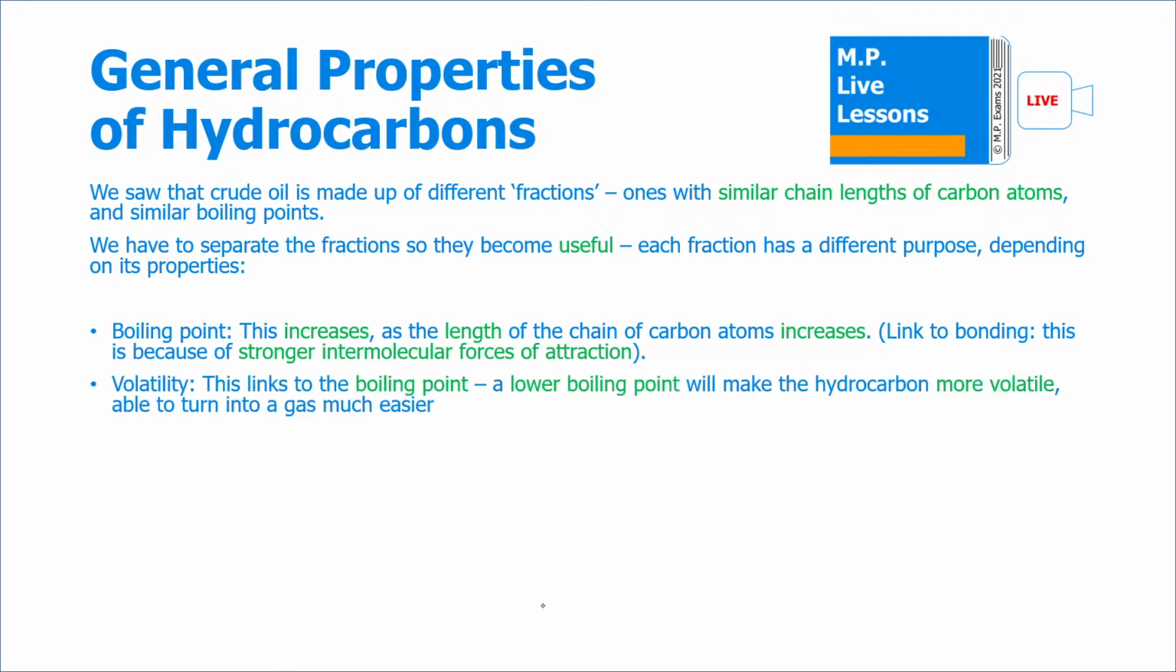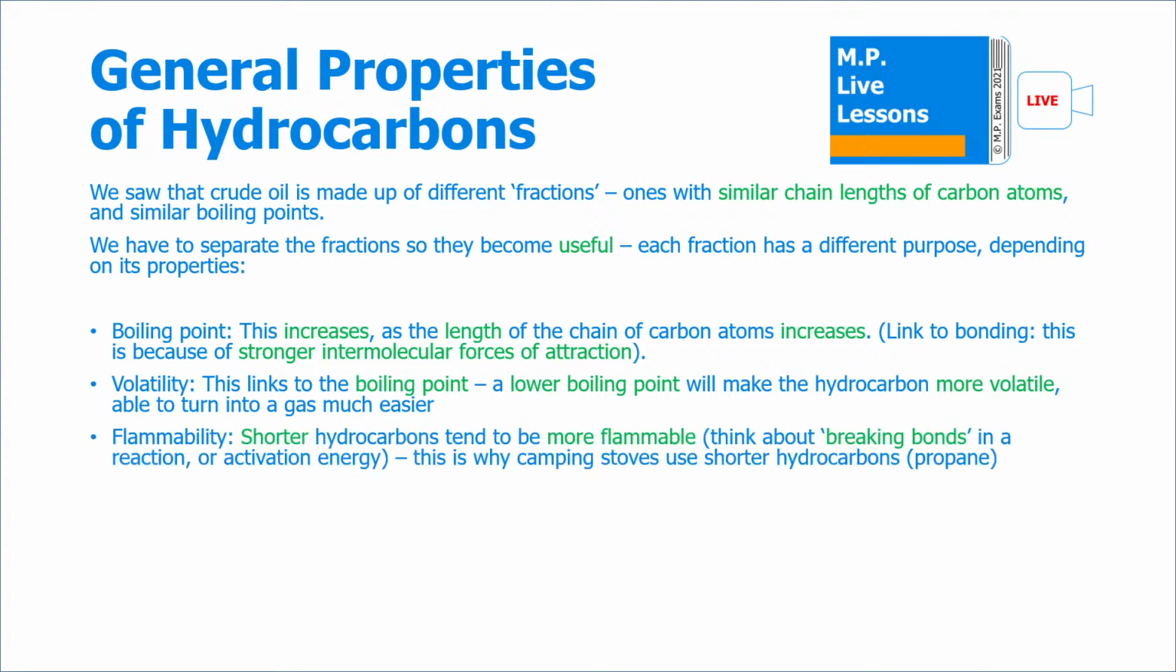As a result, this affects the volatility. So this links to the boiling point. This is how easy it is for the hydrocarbon to become a gas. So a lower boiling point will make the hydrocarbon more volatile, and easier to perhaps store. Those are gases, perhaps like for camping stoves, like butane, propane.